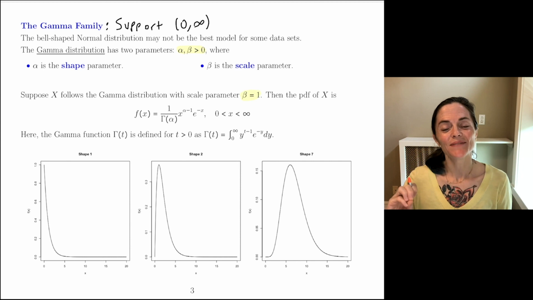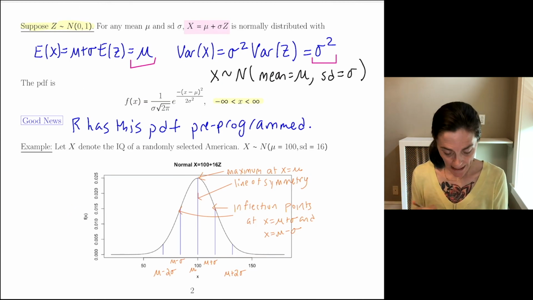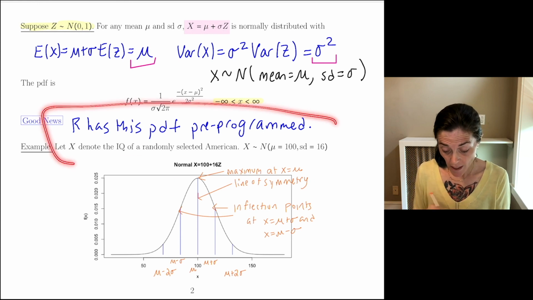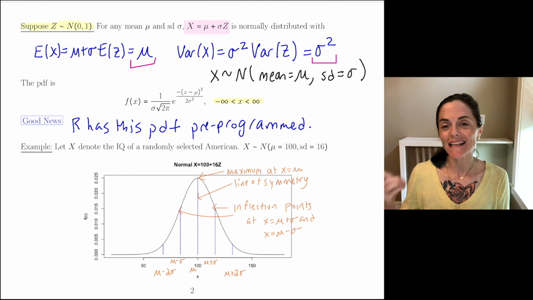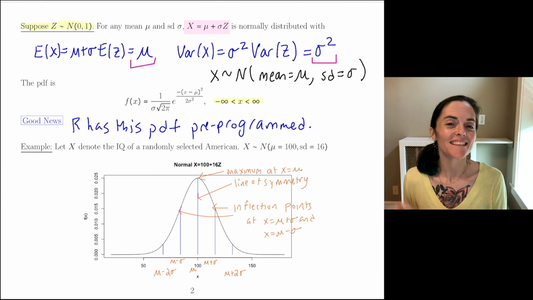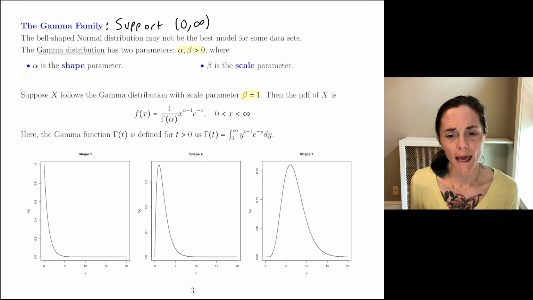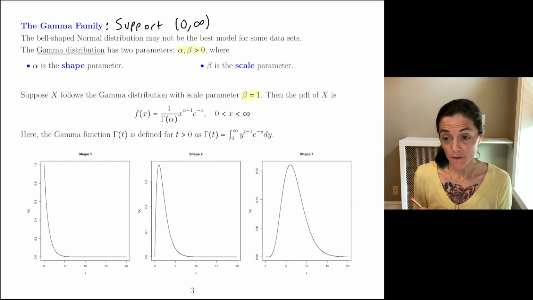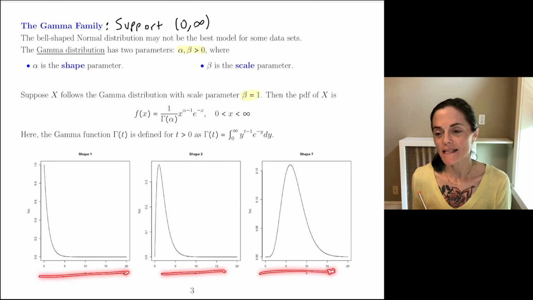Okay, well, I'm just going to tell you the good news once again is that R has this PDF pre-programmed. So memorizing formulas for probability density functions, you really don't have to do. That's the good news. But what I want to look at is, here are 3 graphs. My scale parameter is 1 throughout. Shape 1, shape 2, and shape 7. And I made these in R.